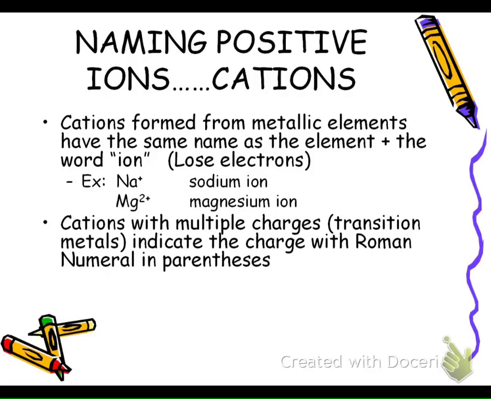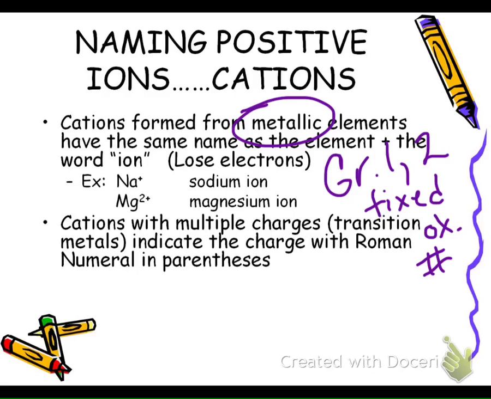So cations are going to be ions formed from metallic elements. So we will find those on the left-hand side of the periodic table. Very simple. We simply add the word ion to the element name.